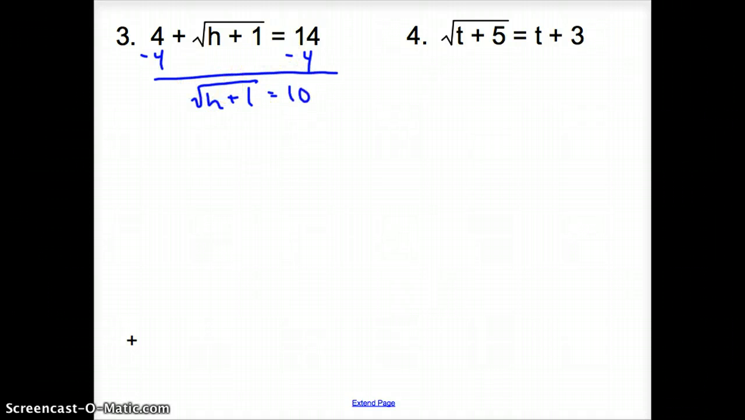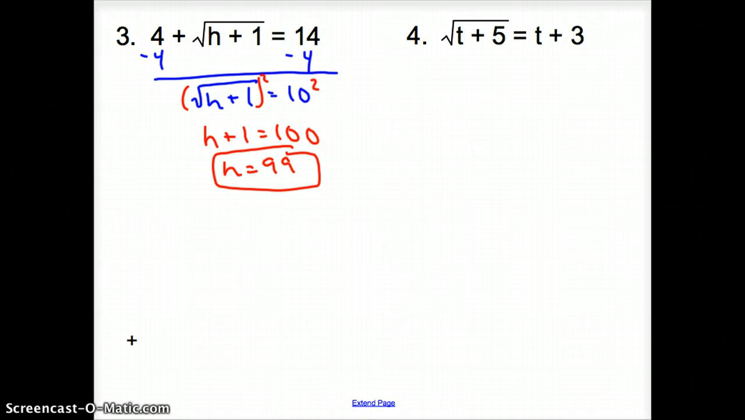How do you remove a square root? You have to square both sides. So we square both sides. So now the square removes the square root. So it's h plus 1 equals 100. Solving for h, we subtract 1 over. So h equals 99 for our solution.